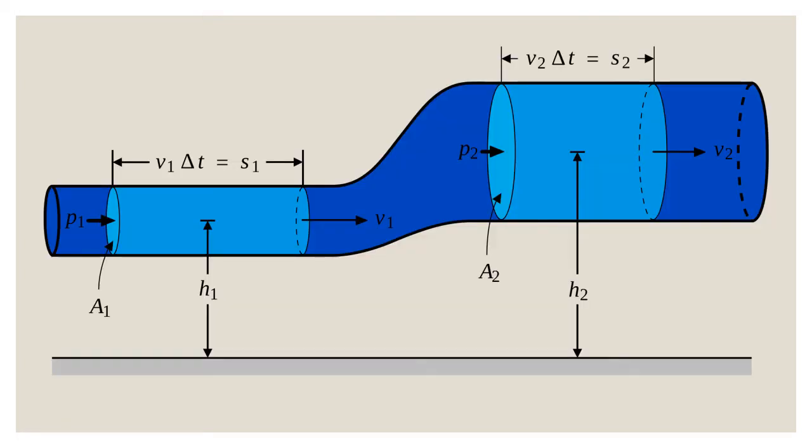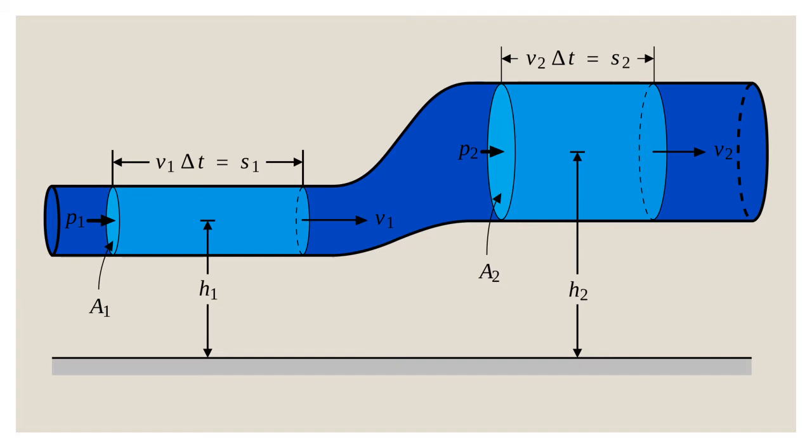That is the picture showing a streamline flow. Here we have taken a cross-sectional pipe with the area A1 on the left hand side and having pressure P1. The distance covered by the fluid is S1 equal to V1 delta t, and the elevation of the left hand side pipe is H1.